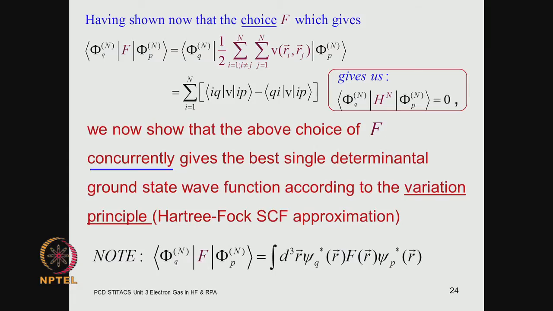So, now we ask how we are going to show this, because we have suggested how f should be chosen, but we now want to demonstrate that this particular choice will give you the best variational, best determinantal wave function within the framework of the frozen orbital approximation for the Hartree-Fock theory. Okay.